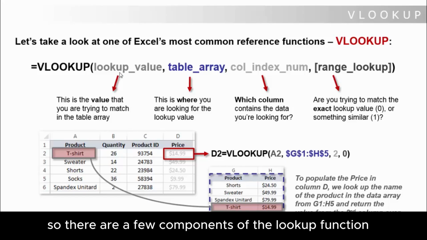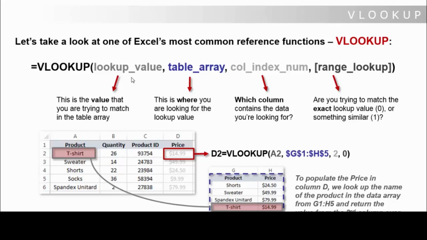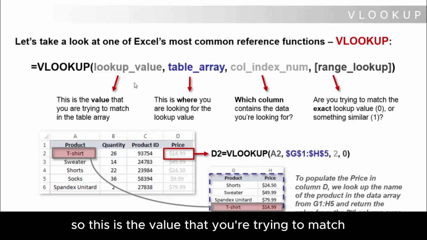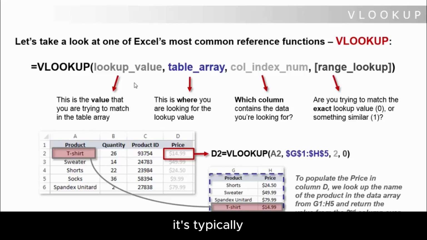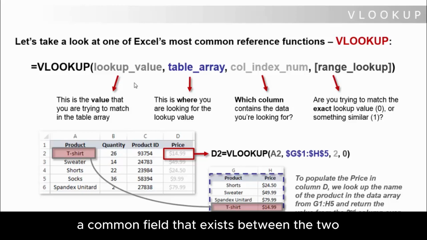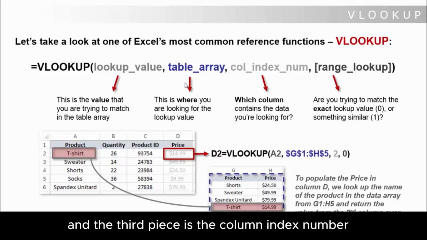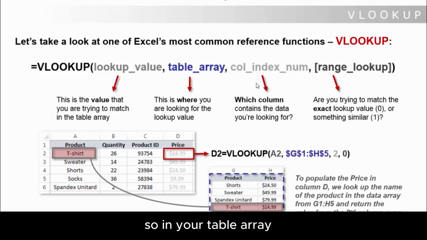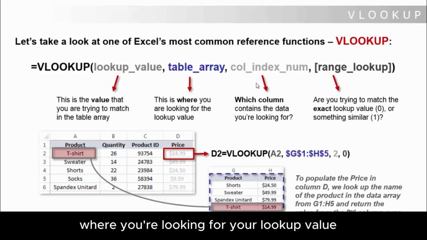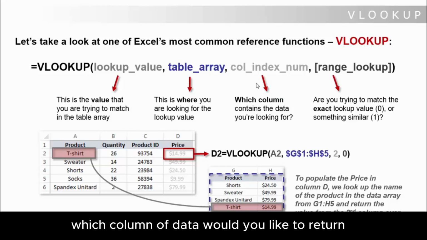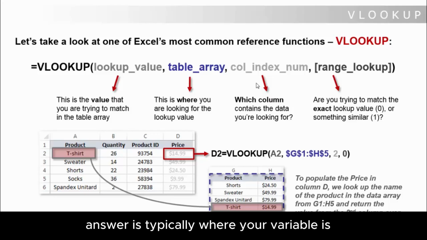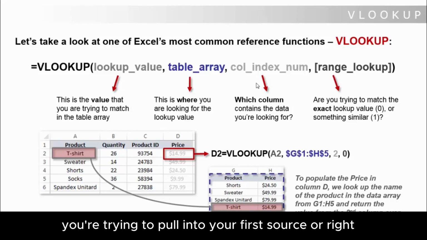So there are a few components of the lookup function. It starts with the lookup value. So this is the value that you're trying to match. It's typically the common field that exists between the 2 arrays, the source and the lookup array. The second component is the lookup array. So this is where you're trying to find that lookup value. And the third piece is the column index number. So in your table array, where you're looking for your lookup value, which column of data would you like to return? So that's typically where your variable is that you're trying to pull into your first source array.